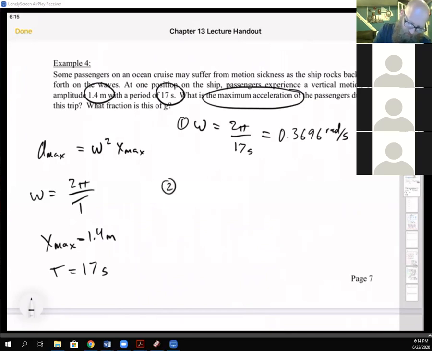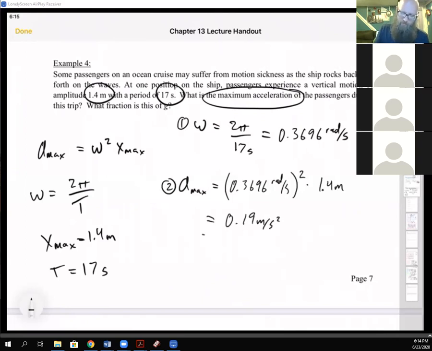So there's omega. And now I can solve for A max, which is omega squared times x max. So that's 0.3696 radians per second, squared, times 1.4 meters. And if you do that, you get 0.19 meters per second squared.